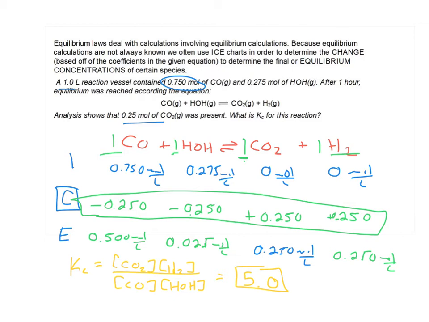So if we are given initial concentrations like we were here, we need an ICE table to find the change so that we can find the equilibrium concentrations, which are what go into our equilibrium charts when we have initial and one equilibrium concentration calculation.